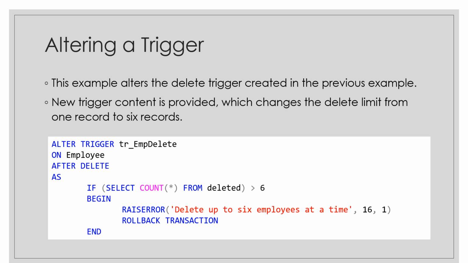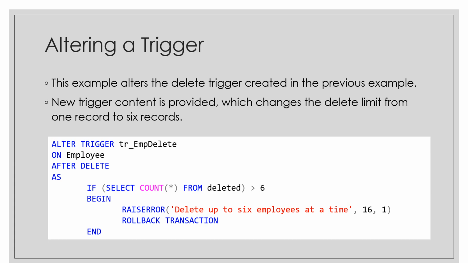Okay. Now, if we were going to alter this trigger, all we have to do is say alter trigger. Maybe we've decided, you know what? We're going to allow multiple deletes, but with a limit of 6. Okay? It gets away from the danger of deleting everybody at once, but there are times when we do want to delete more than one at a time. So we're going to change it to 6, right?